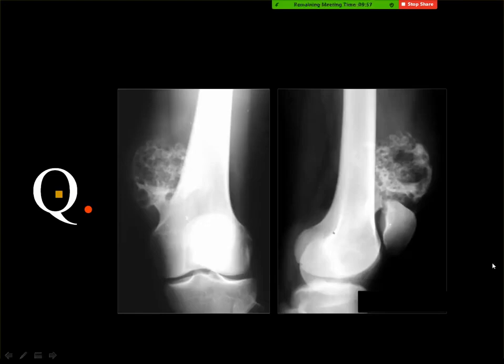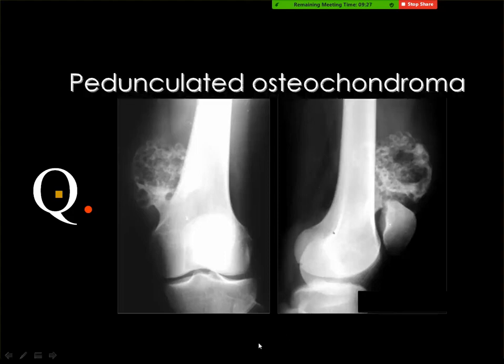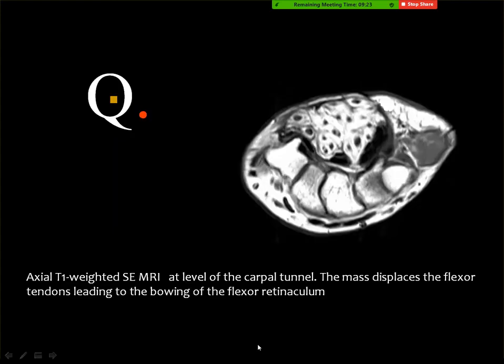Osteochondroma. No, this is an osteochondroma, not chondrosarcoma. In order to diagnose chondrosarcoma, you should see destructive changes in the surface of the osteochondroma, and you may also get some soft tissue mass associated with it. If you do not see this, then you cannot say that this is malignant degeneration. This is just an osteochondroma, the pedunculated type.